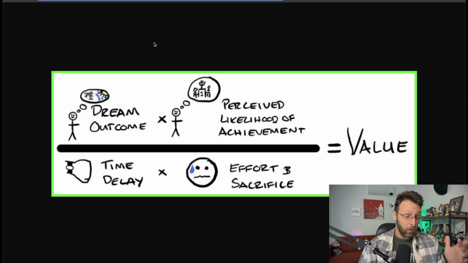So basically, this is the Grand Slam formula, and this is for sales, right? So dream outcome by the perceived likelihood of achievement over time delay and effort and sacrifice. So the idea is that if you're trying to sell a client on something, you're basically trying to sell them on their dream outcome, right?